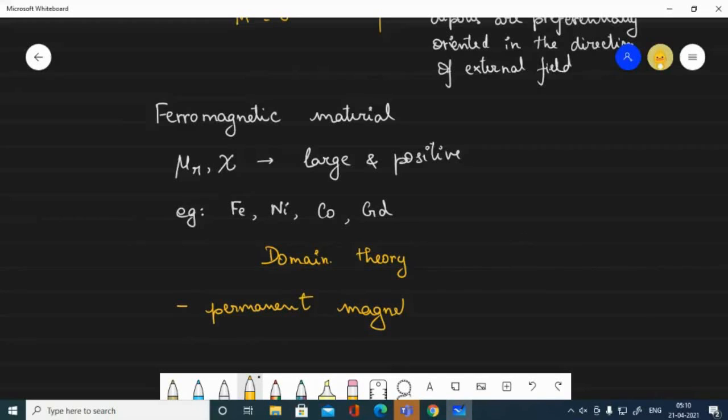Permanent magnetization is observed in case of ferromagnetic material. We will discuss the domain theory of ferromagnetism in the next class.